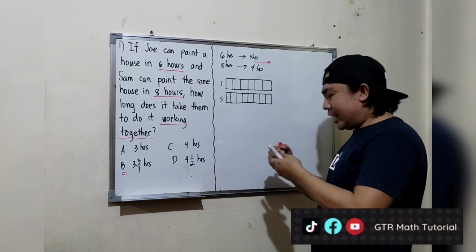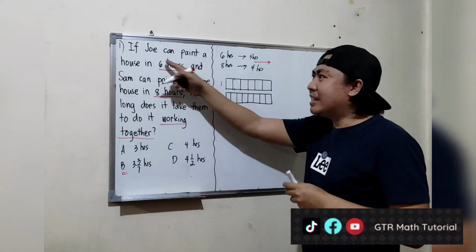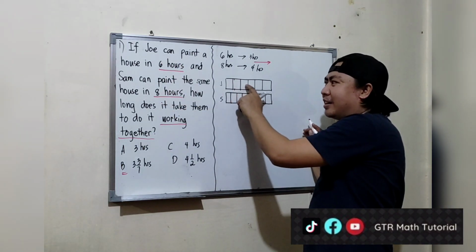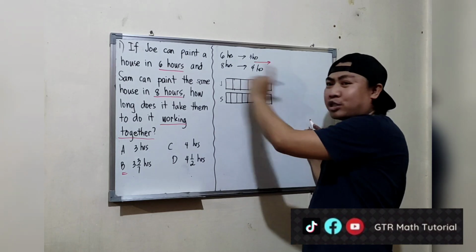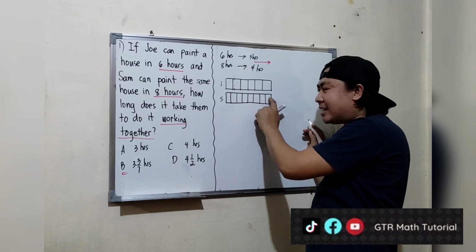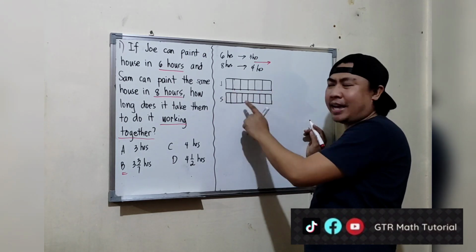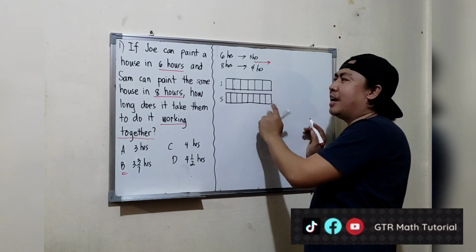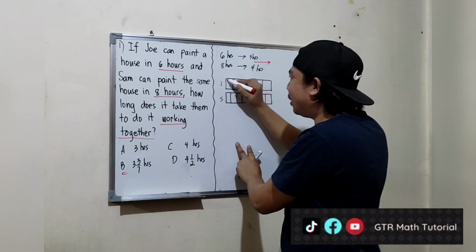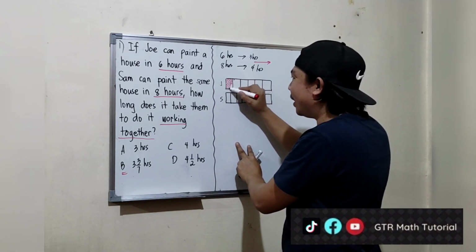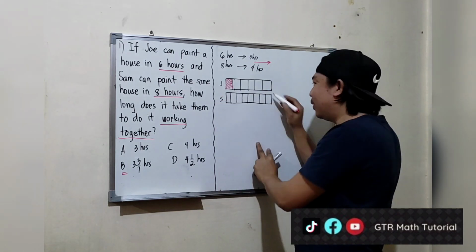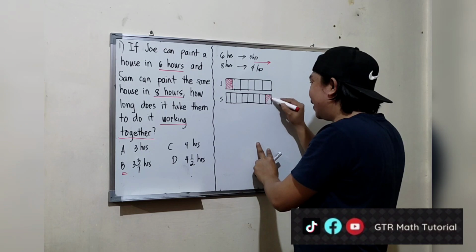So tapos, i-shade natin bawat araw. Kasi si Joe nga 6 hours. So ibig sabihin, ito yung first day, second day, third day, fourth day, fifth day, sixth day, tapos na, kompleto na. Tapos si Sam naman, so ganun nga, 1/8 sa bawat araw. So sa pang 8 day, tapos na. Dahil nagtulong sila, shade muna natin to first day. Ito ang natapos ni Joe. Siyempre si Sam naman nagsimula dito sa dulo. Ayan, ito yung first day ni Sam.